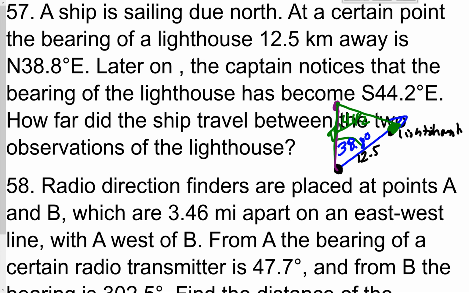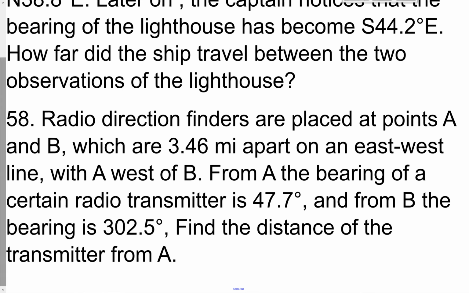So here's your triangle right here. You want to find how far the ship traveled between the two observations of the lighthouse. So how far is this distance right here to right here? You're given one side and the opposite angle. You're trying to find this side, but you don't have its opposite angle. But you do have two angles of a triangle, so it's kind of like the last one we just did. Okay, there you go. Have fun.